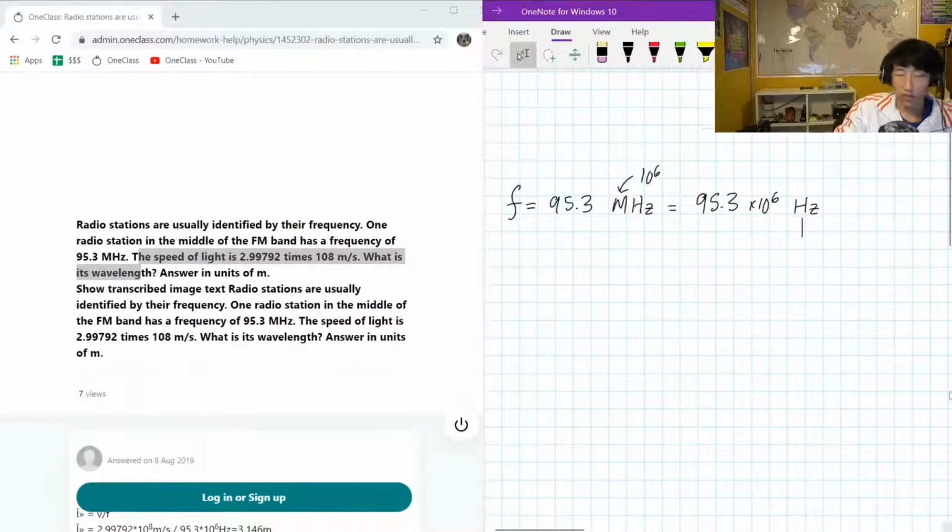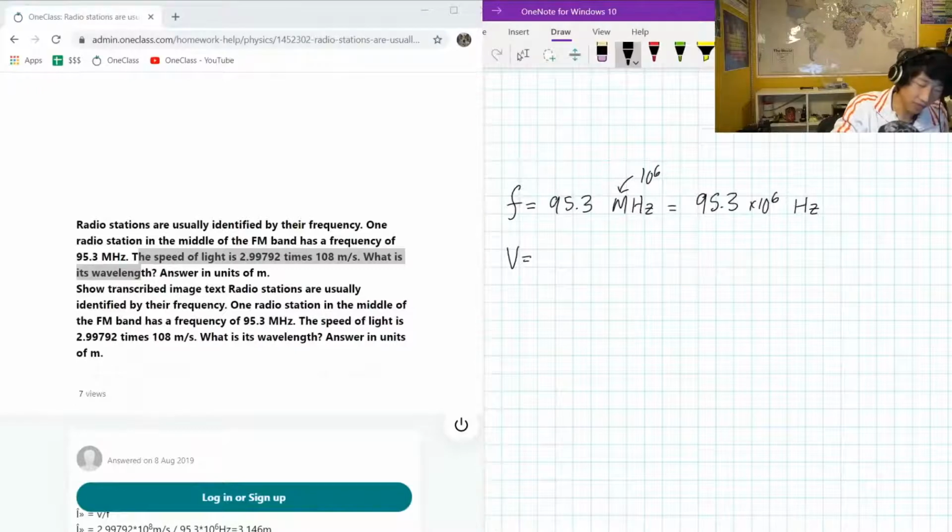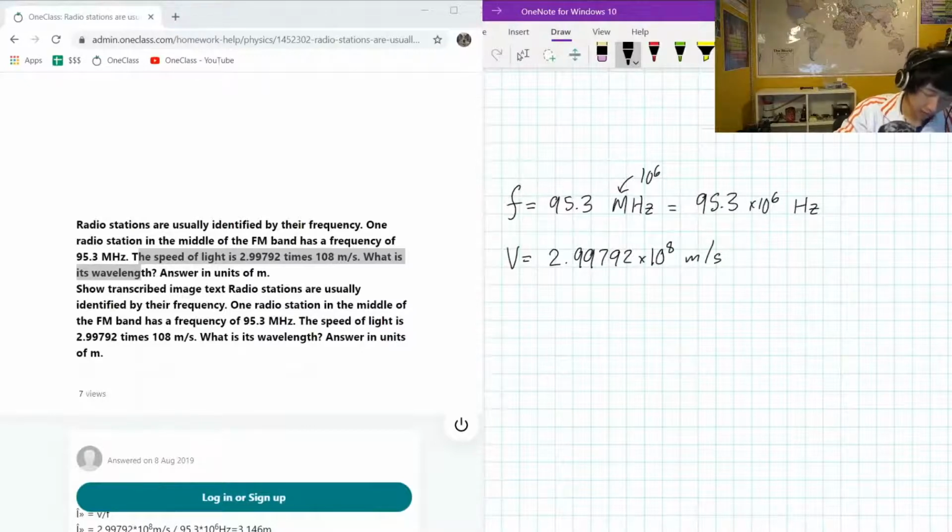Okay, the second piece of information that we're given is the speed of light. So speed, we're going to use v. Maybe better to say the velocity of light. It is given with high precision here, so we want to use everything that's given to us: 2.99792 times 10 to the 8 meters per second. Okay, now we are looking for the wavelength. This is our target.